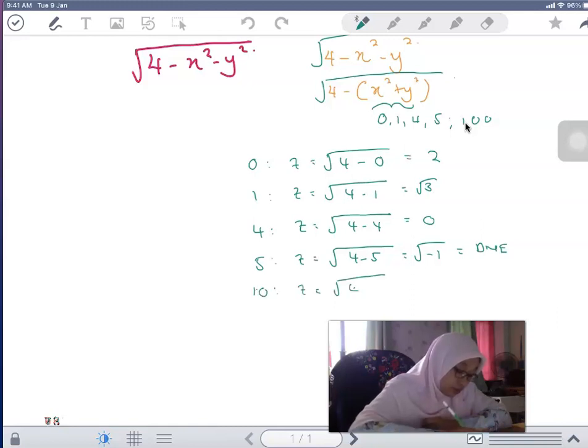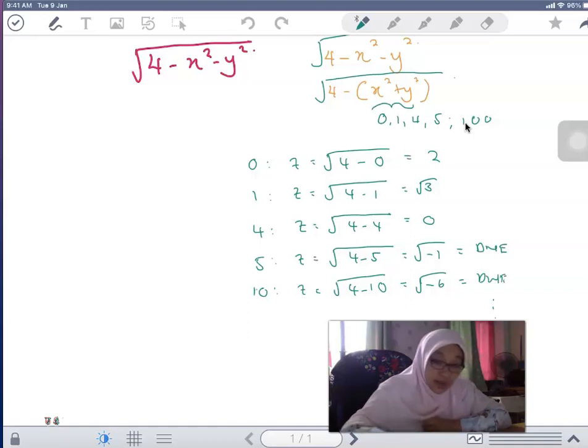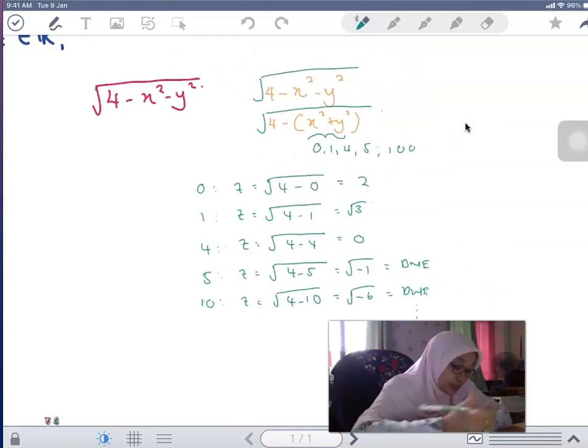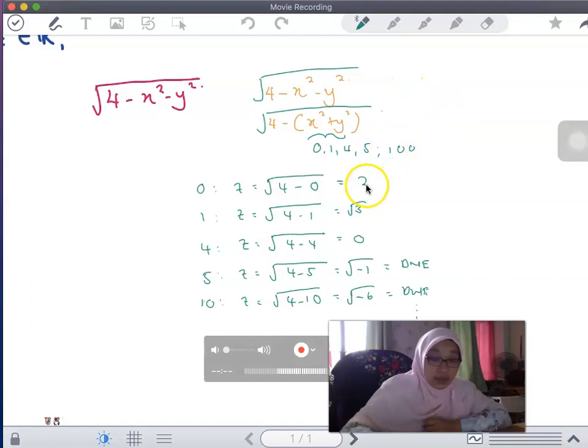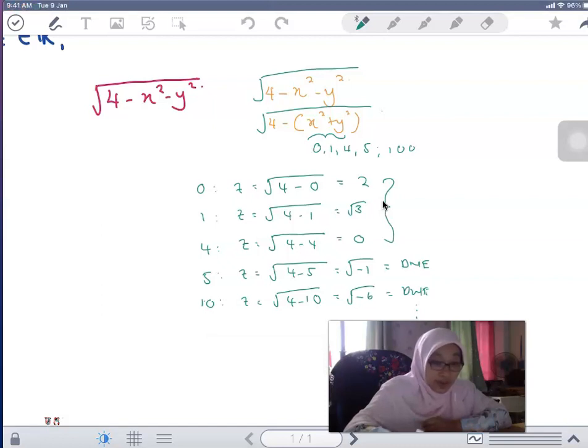So 4 minus 10, you get minus 6. Square root of minus 6 also does not exist. So you can estimate what happens next. They all do not exist. So now back to your result here. The result that we want to have is only a real number. So this is the only possible value of z that we can have.